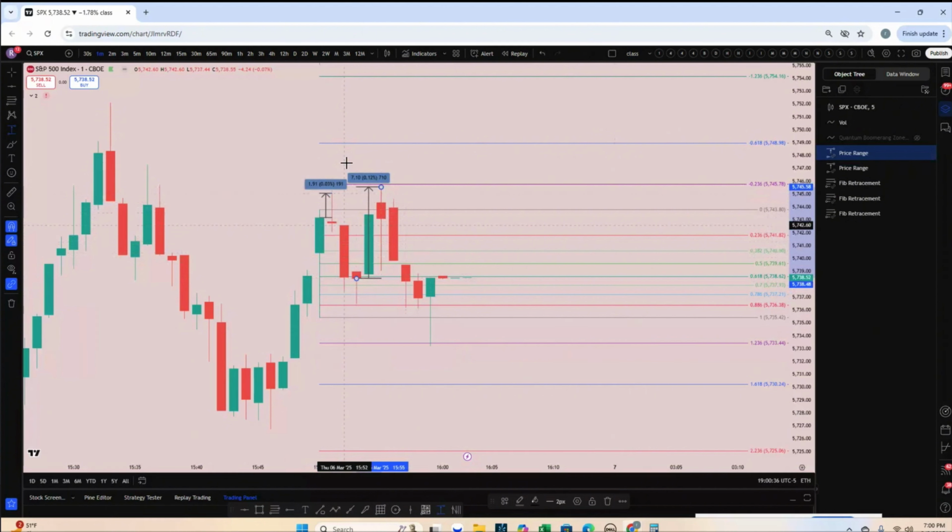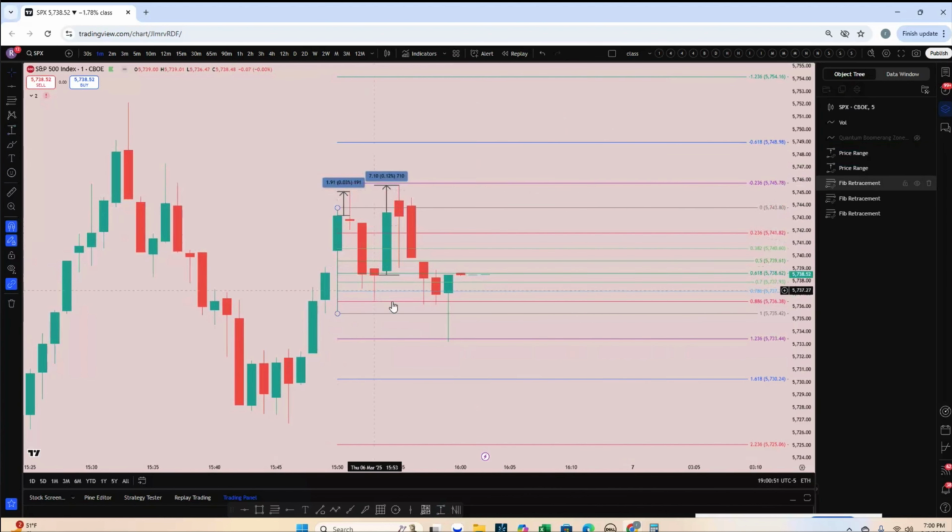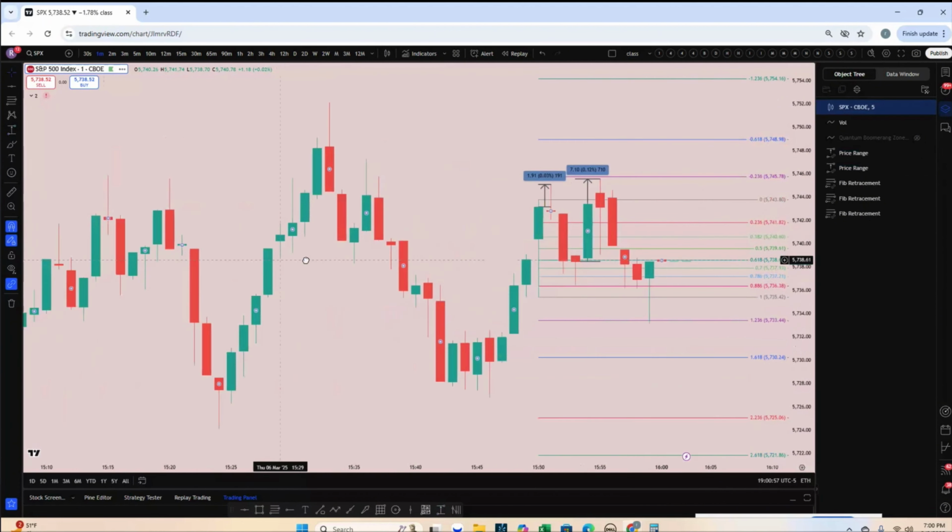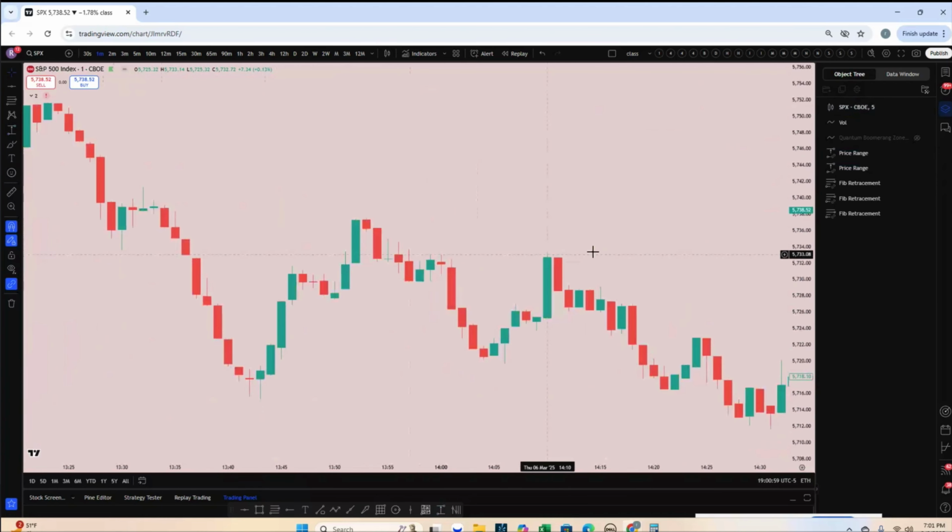All right. So the best way to enter this, I'm going to tell you, is to allow price to retrace back into that 350 candle. That is the best entry. Now, there are days where we don't get a retracement, right? There are days that we don't get a retracement.